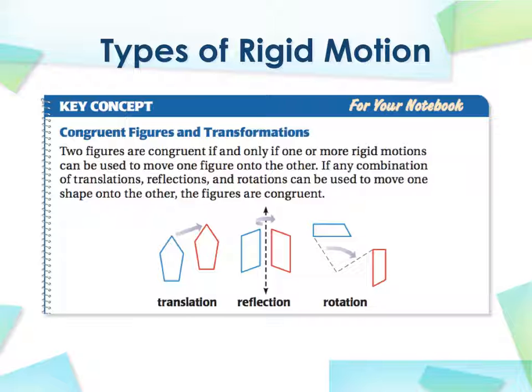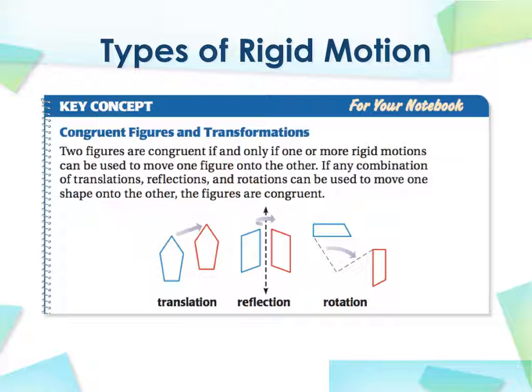Okay, these are the different types of rigid motion. Two figures are congruent if and only if one or more rigid motions can be used to move one figure onto the other. Now, we can do more than one transformation here. The types of transformations we're going to have are translations, reflections, and rotations.